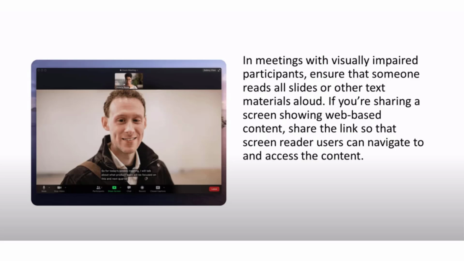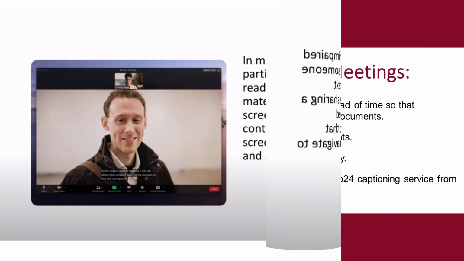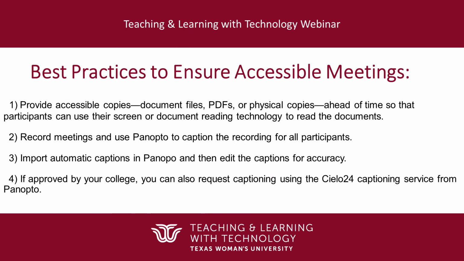If you're sharing a screen showing web-based content, share the link so that screen reader users can navigate to and access the content. Similarly, if you're reviewing any documents in the meeting, provide accessible copies, document files, PDFs, or physical copies ahead of time so that participants can use their screen or document reading technology to read the documents.